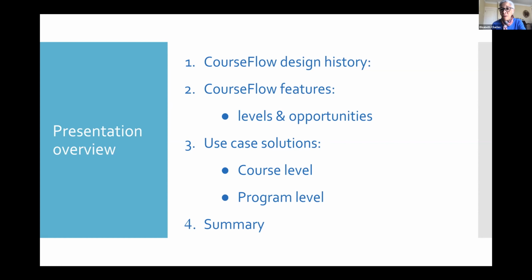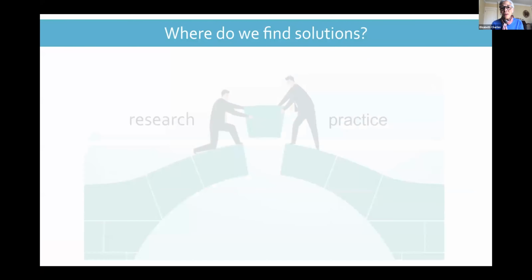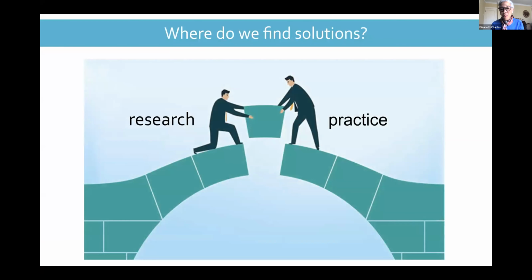So this presentation was set up so that we can talk about a solution that we have, which is called CourseFlow. We'll give you a brief understanding of the history of CourseFlow. We'll give you some features, and then we'll spend a lot of time. Janaea in particular will show you some of the case solutions that we've had. So where do we find these solutions? Well, the best place that we can find solutions, we think, is between the research and practice chasm. So we build together, and that's where CourseFlow comes in.